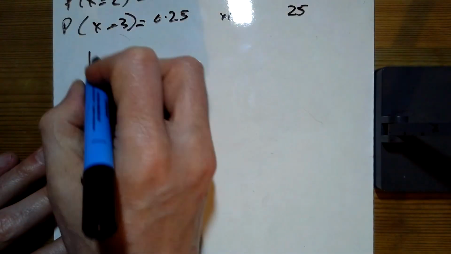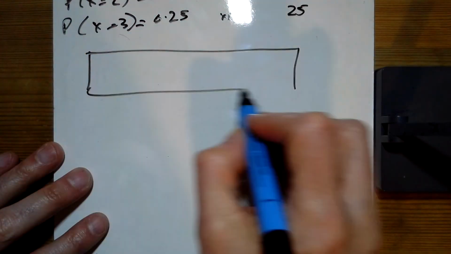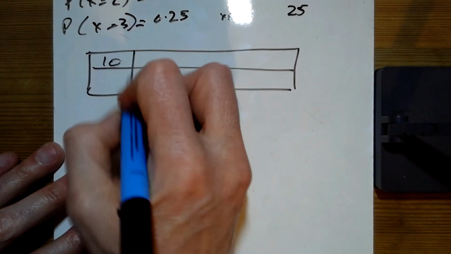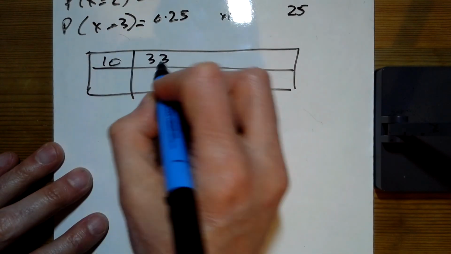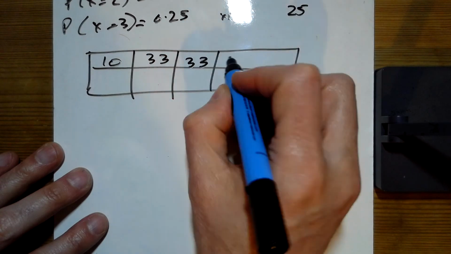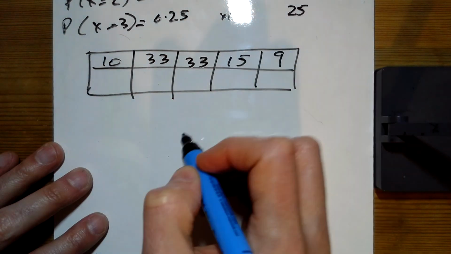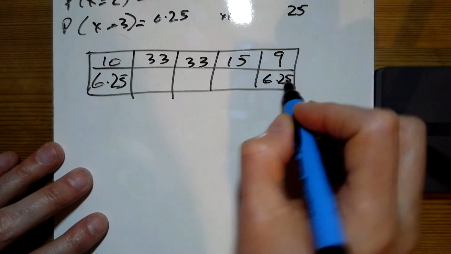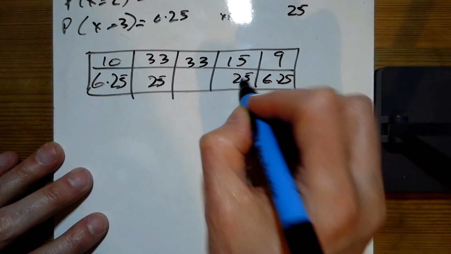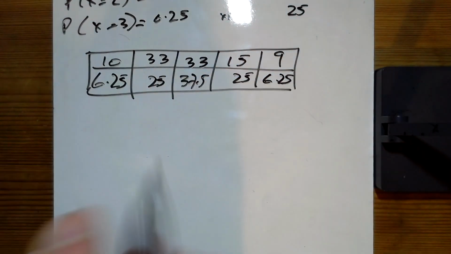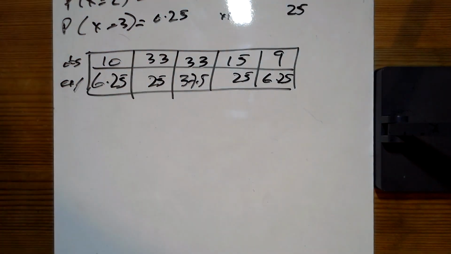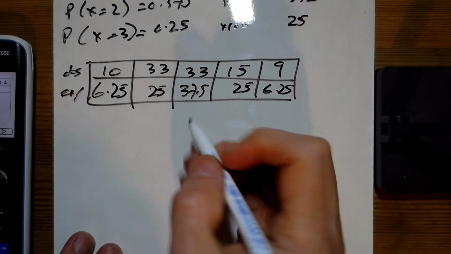Now, that gives us our little table. Our table here being the observed and the expected numbers. The observed numbers were 10, 33, 33, 15 and 9, and our expected numbers are 6.25 at either end, 25 here and here, and 37.5 in the middle. So these are the observed values and these are the expected values. So part A done, 3 marks for that.